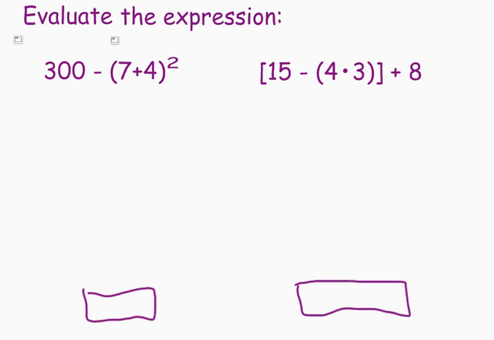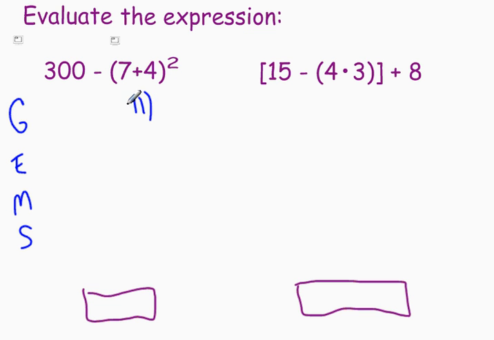Well, I've got my question here. It's an expression, not an equation. And I'm going to jot down those 4 letters, GEMS, and use them like a checklist to guide me through this problem. I first check to see if I have any grouping symbols, and I do. They're right here. So I need to do what is inside these grouping symbols first. 7 plus 4 is 11.